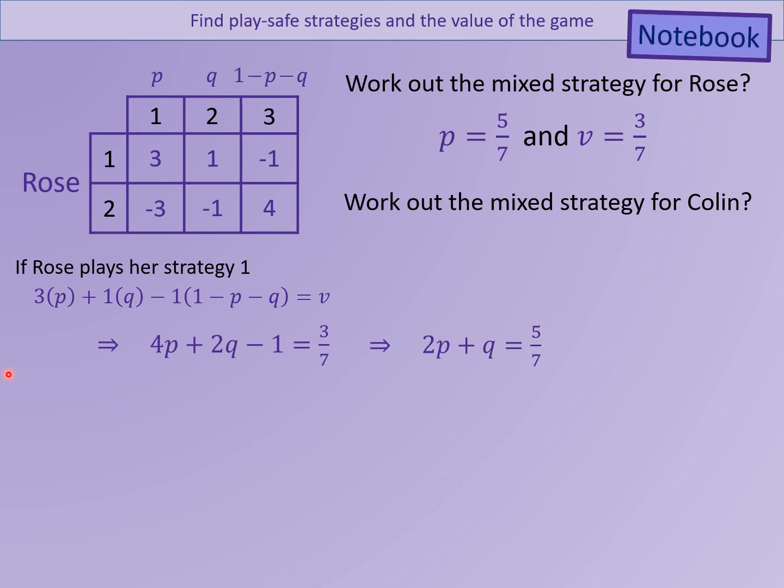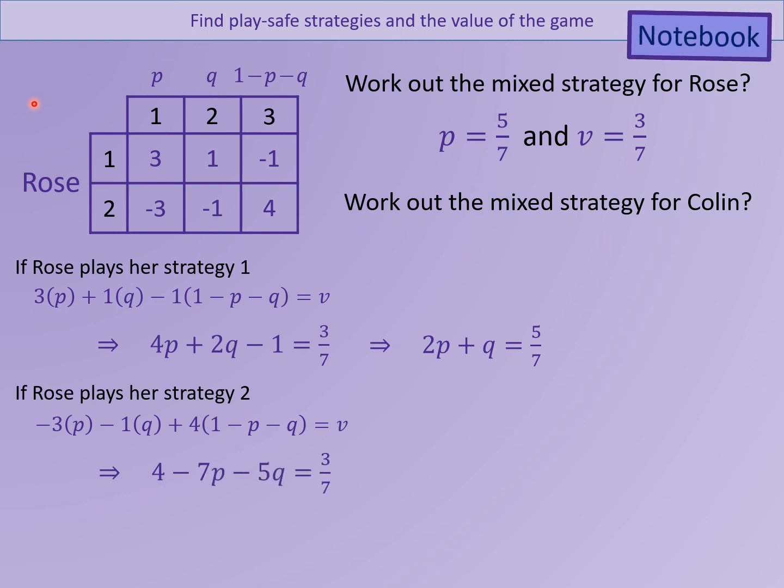If we then do the same for Rose playing strategy 2, we get an expected outcome of minus 3 times P, minus 1 times Q, and then 4 times 1 minus P minus Q. Simplifying down to this here. Now we've actually been able to put in the value of v that we found earlier because we already knew the value of v from our calculation for Rose earlier on.